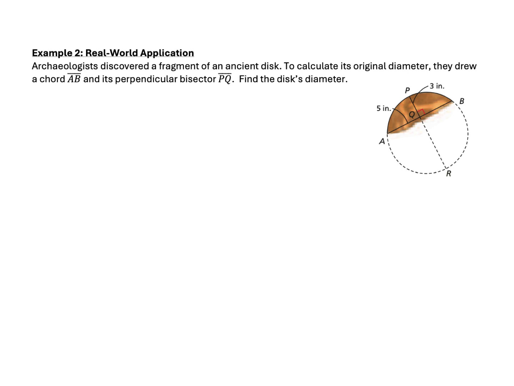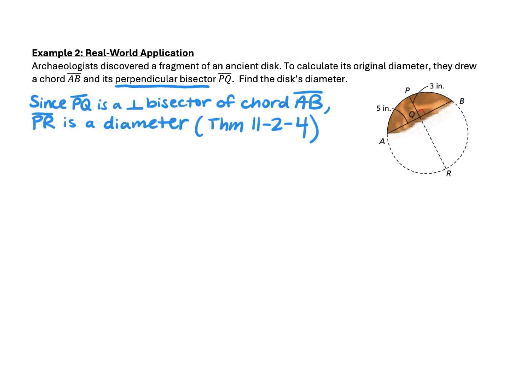Let's look at a real-world application of the chord-chord product theorem. Archaeologists discovered a fragment of an ancient disk. To calculate its original diameter, they drew a chord, AB, and its perpendicular bisector, PQ. Find the disk's diameter. Since PQ is a perpendicular bisector of chord AB, PR is a diameter by a theorem from earlier in this chapter, Theorem 11.2.4, which states that in a circle, the perpendicular bisector of a chord is a radius or diameter.